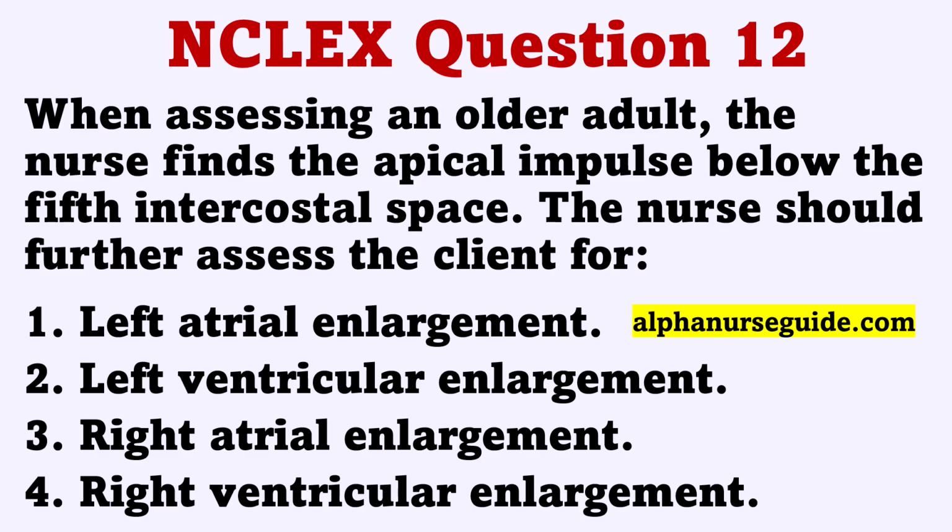The correct answer is 2. A normal apical impulse is found over the apex of the heart and is typically located and auscultated in the left 5th intercostal space in the midclavicular line. An apical impulse located or auscultated below the 5th intercostal space or lateral to the midclavicular line may indicate left ventricular enlargement.